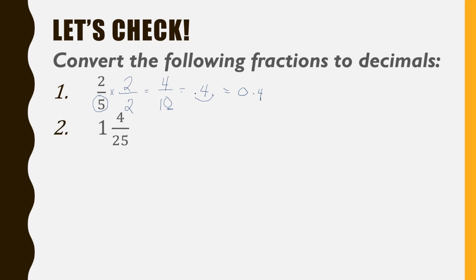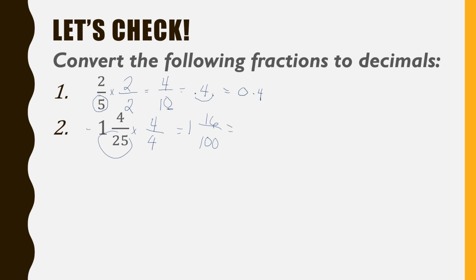Example number 2, or problem number 2, we have 1 and 4 over 25. Again, we can make 25 a power of 10 by multiplying by 4 to get the power of 10, which is 100. So we will also multiply 4 in the numerator. So we have 4 times 4 is equal to 16. We do not forget our whole number 1. So we have 1 and 16 over 100.